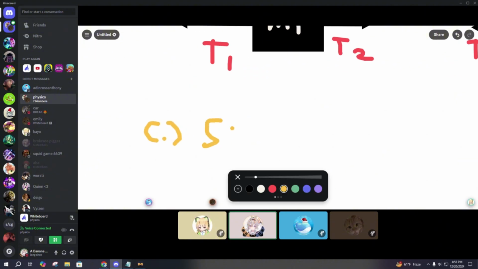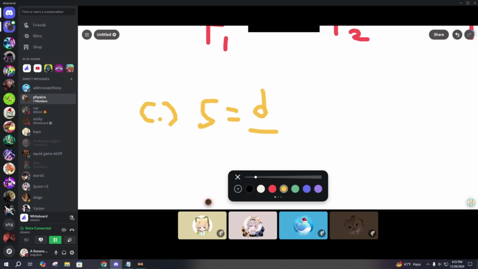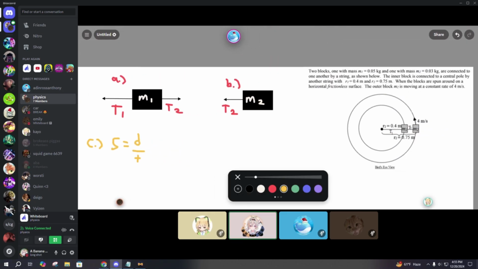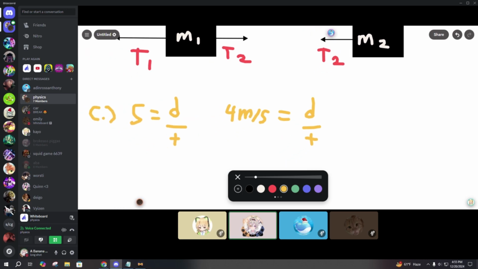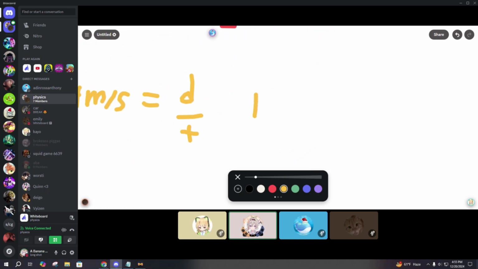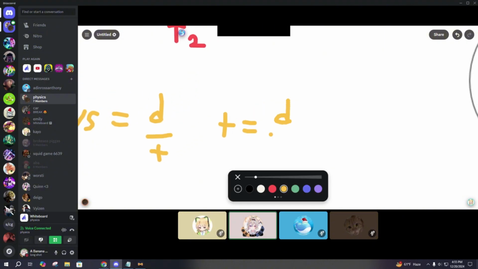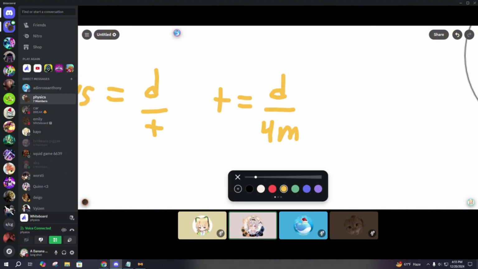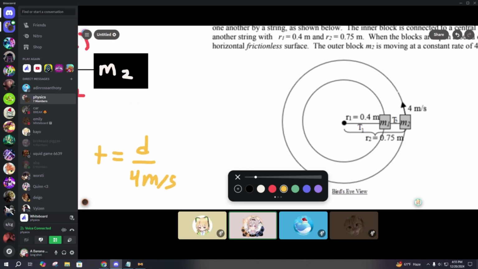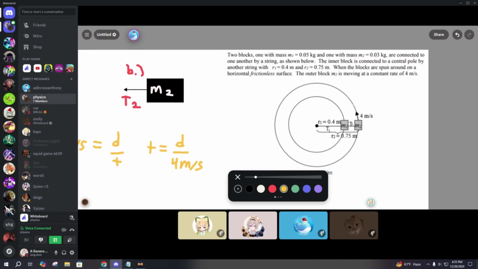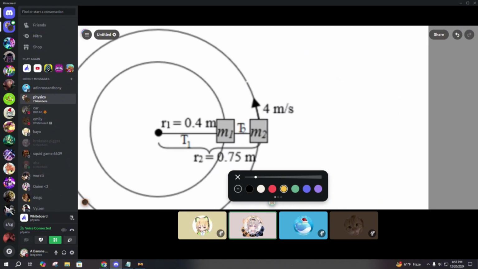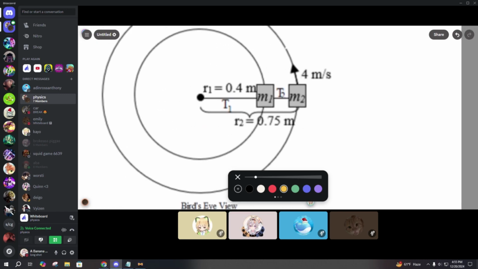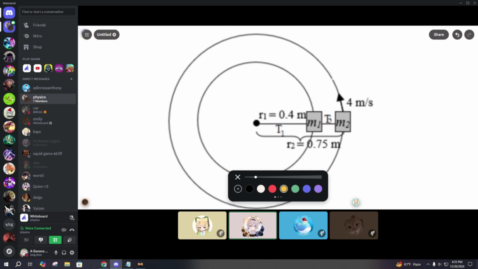So, first off, I know that speed is equal to distance over time, right? Well, what's the speed for M2? They give it to us, 4 meters per second. So 4 meters per second is going to be equal to distance over time, right? Well, I want to solve for time, so I know that the time will be equal to the distance over 4 meters per second. Well, what's the distance? If I want to calculate the time for outer block M2, you see that the distance it travels is just going to be the circumference of the circle.